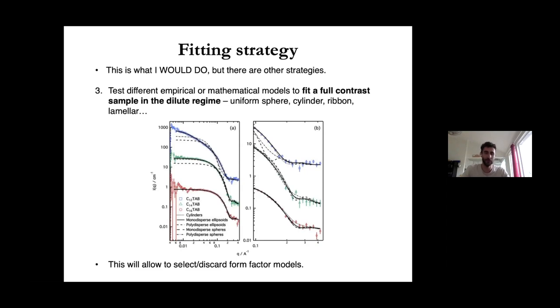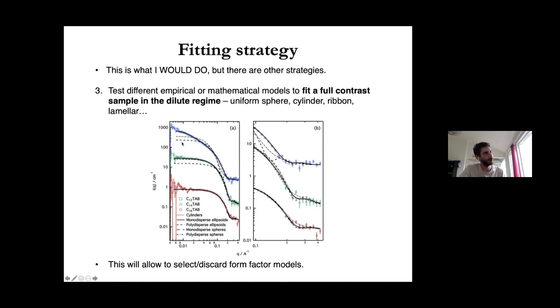So basically what I do is I pick one contrast that has full contrast. So for example, protonated particles in deuterated matrix. So in that way, we have the biggest difference in the scattering length density. And then I just use this to try some simple models and see how good they are at fitting the data. So as you can see here, we have three different particles that have three different structures. And I tried to use monodisperse ellipsoids, polydisperse ellipsoids, monodisperse spheres, polydisperse spheres, and cylinders.